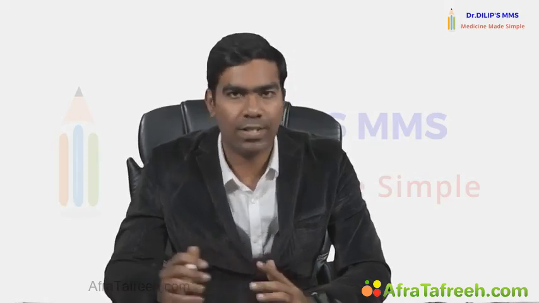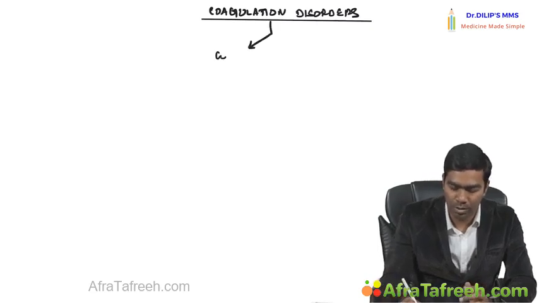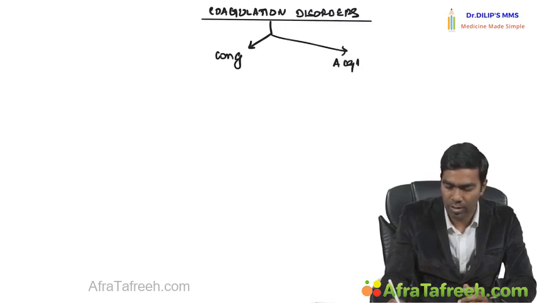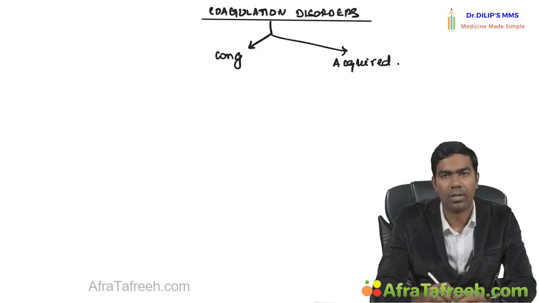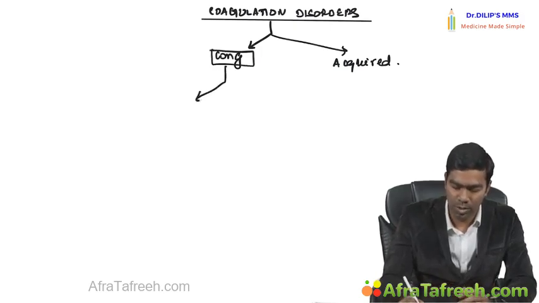In this particular section, we are going to discuss the coagulation disorders. First of all, how to classify these coagulation disorders. A very basic, elementary level classification is congenital coagulation disorders and acquired coagulation disorders. So what are the things that come under congenital coagulation disorders? You are going to have two disorders again.